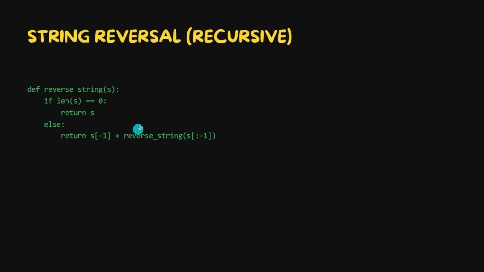So this is the code for it. First, we define the reverse string function. We will pass the string. If the length is 0, we will return s, which is the base case. In the else case, we return s of -1, the last element, plus the reverse string of the rest.